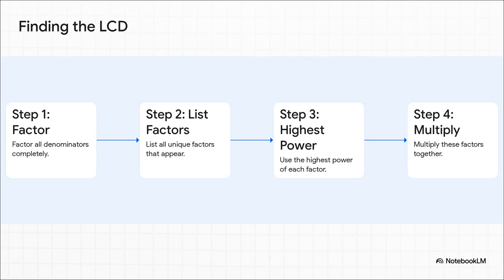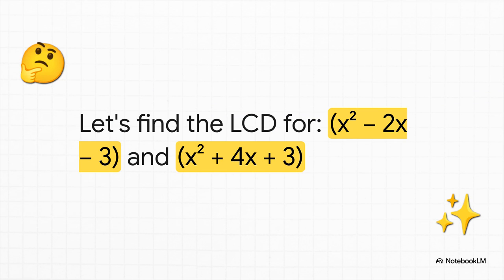And the process is always the same, just 4 steps. First, you factor everything down as far as it can go. Then you make a list of all of the unique factors, every different piece you see. Now, if a factor shows up more than once with an exponent, you always grab the one with the highest power. And finally, you just multiply that collection of factors together. That's it. So let's get our hands dirty with a real example.